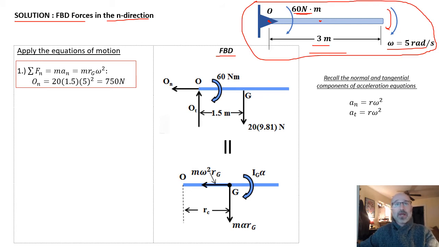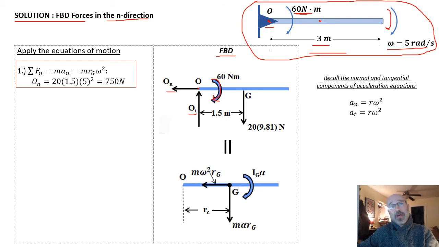So for my free body diagram, again, I have these reactionary forces at point O, my pivot point. So I'm going to deal with an NT coordinate system here. In the NT coordinate system, I have my O sub T acting in my tangential component, and O sub N acting in my normal component at my point O. I also see what other external forces I have acting on it. Well, I've got this moment, my 60 Newton meters, going clockwise.